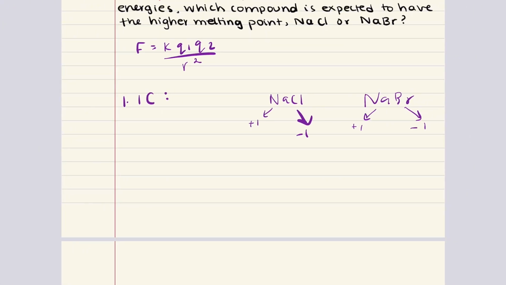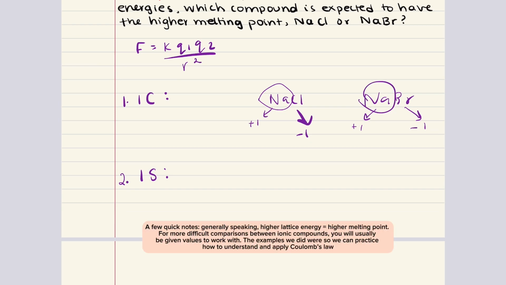Since both cations have a +1 charge and both anions have a -1 charge, ionic charge does not play a role in determining the relative lattice energies for these two compounds. And so we have to move into considering ionic size. Both of these compounds have the same cation, sodium. So what we really need to compare is the sizes of the anions, chloride versus bromide. Bromide is larger than chloride, and that's because bromine is below chlorine on the periodic table, and the atomic and ionic radii increase as you go down the periodic table.